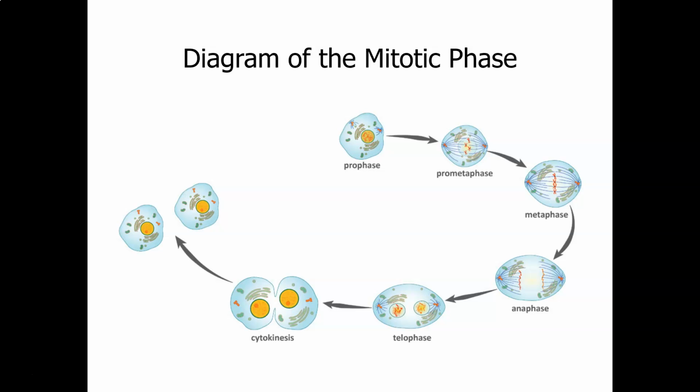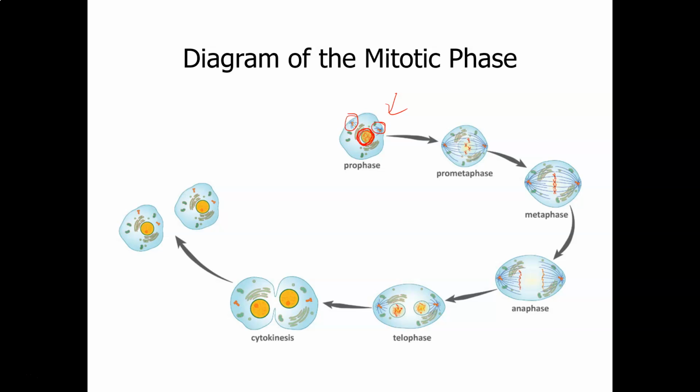Okay, so here's another diagram. Here's our parent cell, and these structures here are your centrosomes. And this is an animal cell, so the centrosomes contain centrioles, but they don't always contain centrioles. So during prophase, at the beginning of prophase, the DNA is still spread out. It's still in a form we call chromatin, but it is condensing into chromosomes.